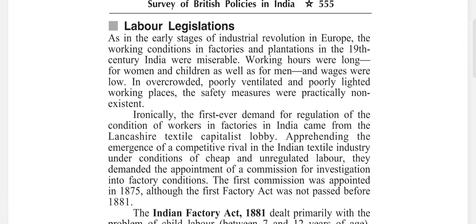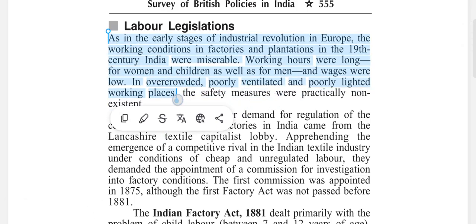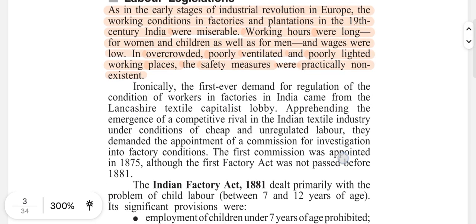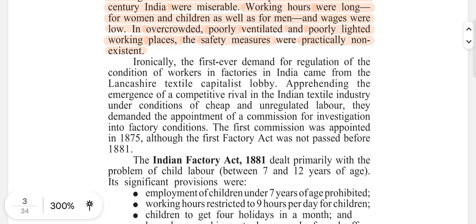Labor legislations. As in the early stages of industrial revolution in Europe, the working conditions in factories and plantations in 19th century India were miserable. Working hours were long, for women and children as well as for men, and wages were low. In overcrowded, poorly ventilated, and poorly lighted working places, the safety measures were practically non-existent. Ironically, the first ever demand for regulation of the condition of workers in factories in India came from the Lancashire textile capitalist lobby. Apprehending the emergence of a competitive rival in the Indian textile industry under conditions of cheap and unregulated labor, they demanded the appointment of a commission for investigation into factory conditions.